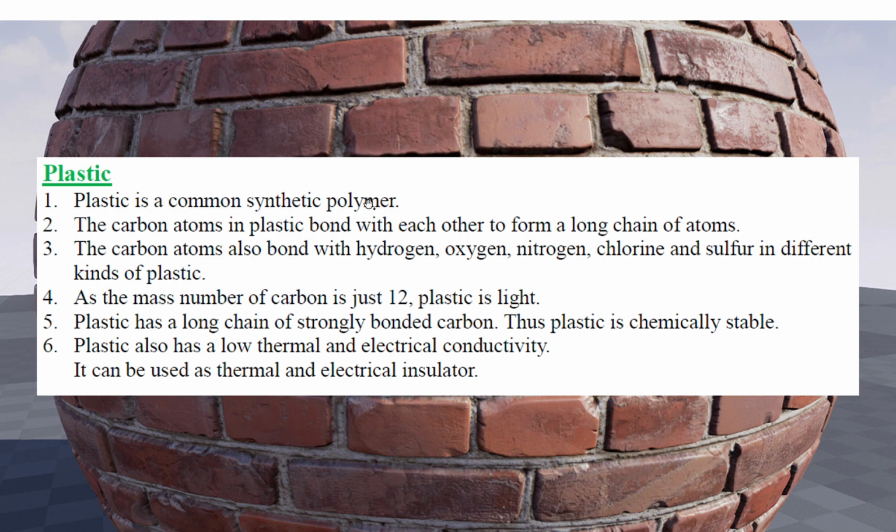There's a good side, but the good side becomes a bad side actually. The carbon atoms in plastic bond with each other to form a long chain of atoms. The carbon atoms also bond with hydrogen, oxygen, nitrogen, chlorine, sulfur in different kinds of plastic. As the mass number of carbon is small, plastic is light. Plastic has a long chain of strongly bonded carbon, so plastic is chemically stable. So we cannot break it easily, so it stays in the dump field for a long time. So it's the bad side too.